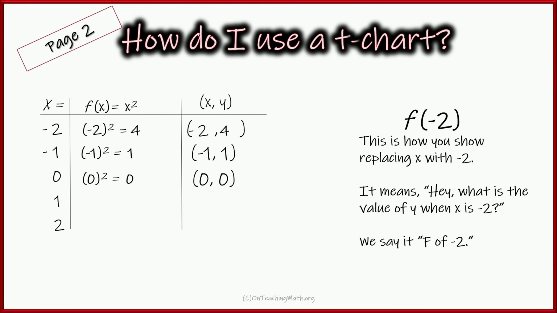When I plugged in 0, 0 squared is 0, so you got 0, 0. Plug in 1, 1 squared is 1, so 1 for x, 1 for y. And when you plug in 2, 2 squared is 4, so 2, comma 4. This is what you plugged in. This was the answer. Check that out.